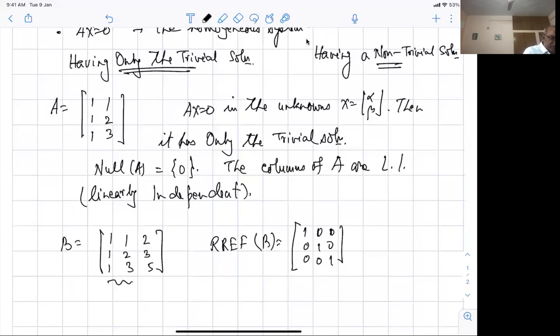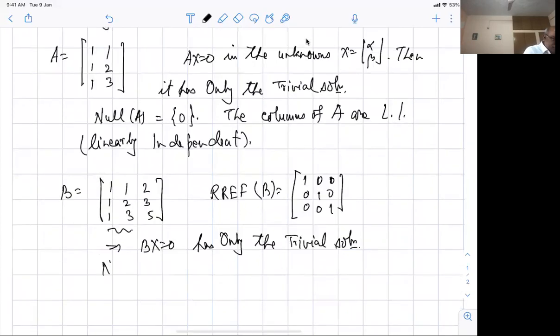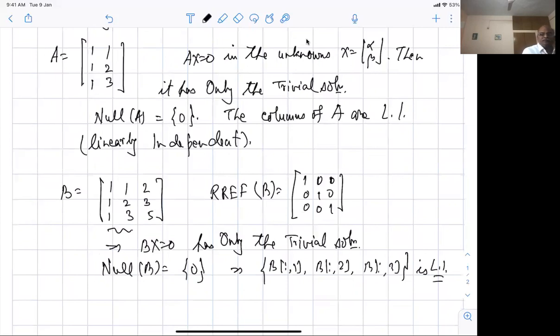Fine. And therefore we can see that this will imply that Bx is equal to 0 has only the trivial solution, which is the same thing as saying that the null space of B is again 0. All right. So this implies the first column of B, the second column of B, and the third column of B, this set is linearly independent. Fine. So this is one example, another example. So you have only the trivial solution. That's very important. The null space has only the trivial solution.